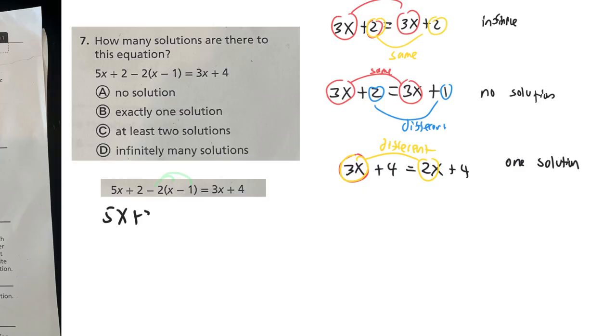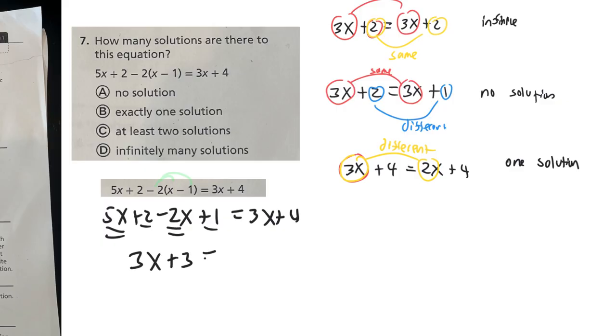So we have 5x plus 2 minus 2x plus 1 equals 3x plus 4, double underline like terms, single underline like terms. We have 5x minus 2x, which is 3x. The 2 plus 1 gives us a 3, and that equals 3x plus 4.